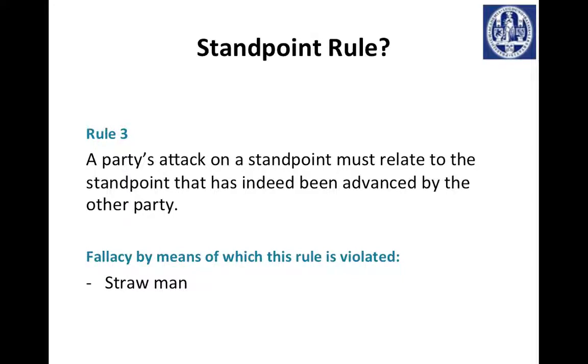Now the good news is, for this recording, this is it, because the only way by means of which you can violate the standpoint rule is by committing a strawman fallacy. So either by putting a standpoint in someone's shoes that isn't really his or her standpoint, or by misrepresenting someone's standpoint, as was the case in the letter example. So this is it.